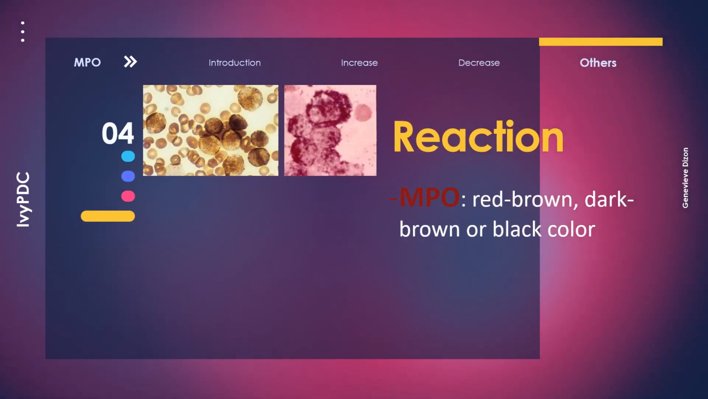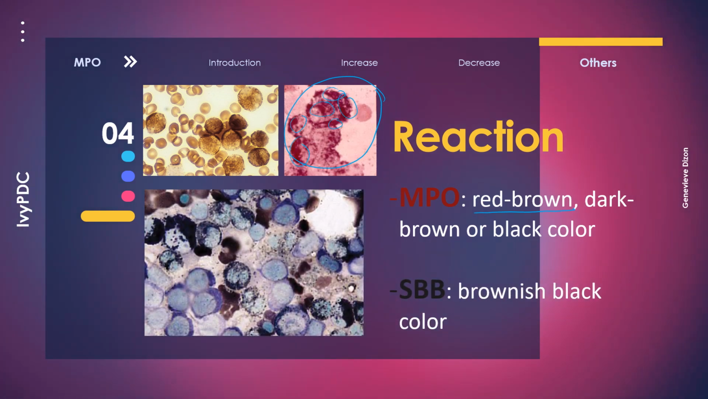Different methods would give different colored reactions for MPO. It may be red-brown as seen in this picture. So these are the precipitates. So these are your blasts. And it may also be dark brown or black in color as seen in this picture. So these are the positive cells, the ones with the brown or black color precipitates. Sudan black B, as the name itself says, black, it gives a brownish black color of precipitate. And our positive cells would be the ones with a dark color of precipitated granules.